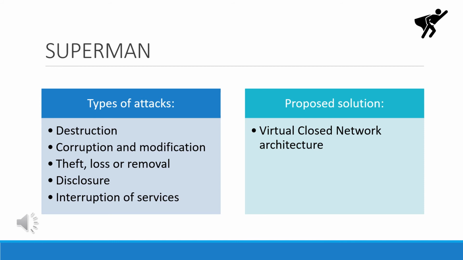Disclosure, which is revealing network information by rebroadcasting received packets to untrusted nodes. And then there's interruption of services, which is a disruption of any service that the network offers. And this results in loss of service or unacceptable completion time.